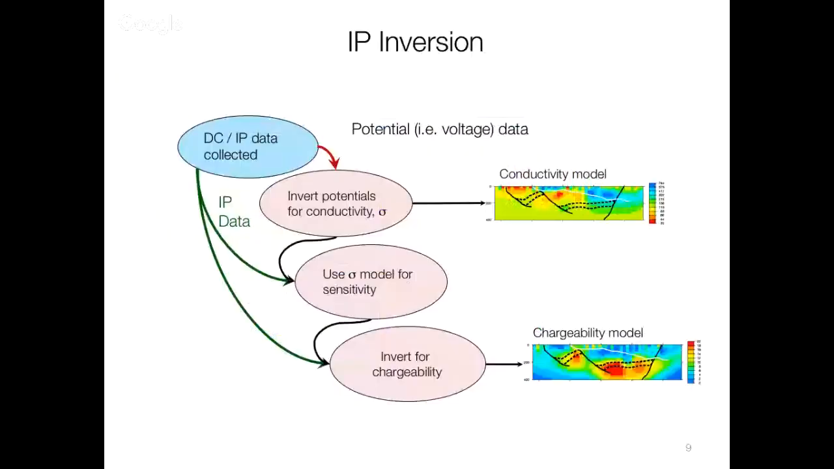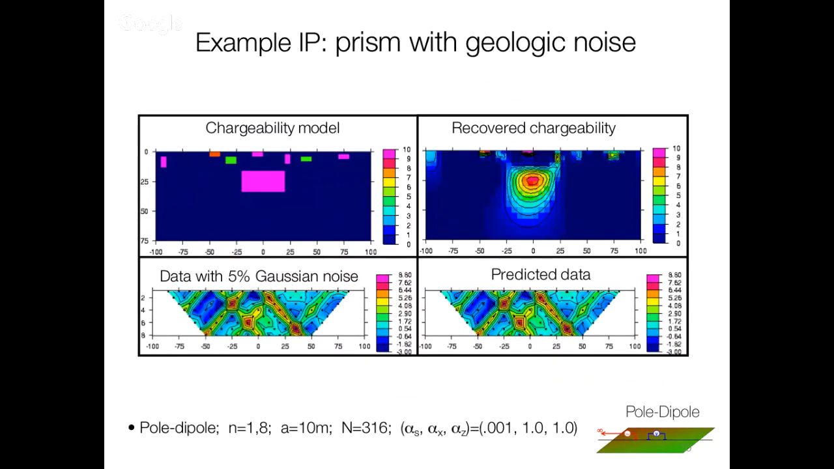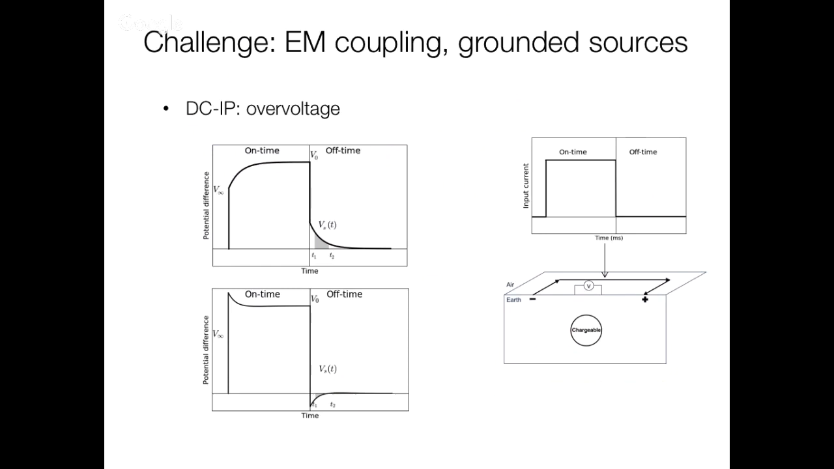And then we saw these examples with respect to pseudosections and inverting. So what's our challenge here? We're going to look at two cases. At some level, they're the same, but there are some fundamental differences that make them worthwhile being treated individually. And we're going to first of all look at grounded sources. So this is what we've got here.